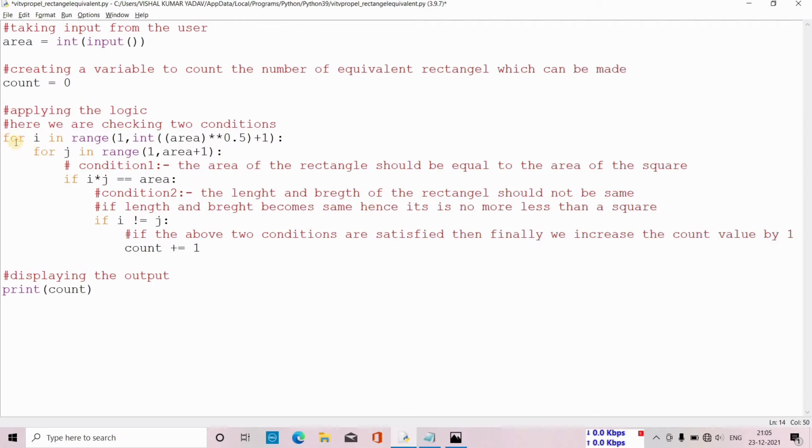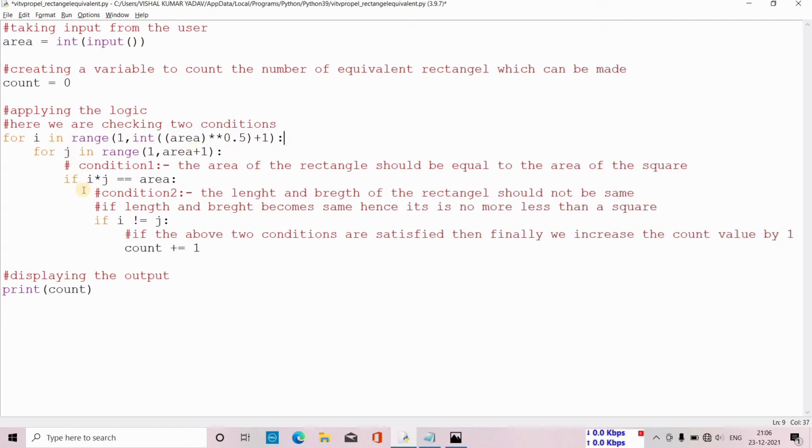Okay, so moving on to the logic part. First of all, I'm using two for loops over here. Let me explain this with an example. Suppose the area is 36. Then this portion means that I'm running my for loop from 1 to root of 36 plus 1. That is, I'll be running the for loop from 1 to 6, hence the value of i will be 1, 2, 3, 4, 5, and 6. Similarly, I am running another loop from 1 to area plus 1. That is, if the area is 36, the second loop will be running from 1 to 36.